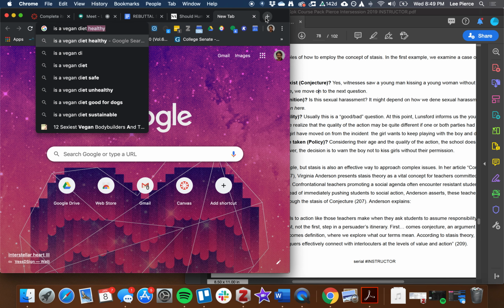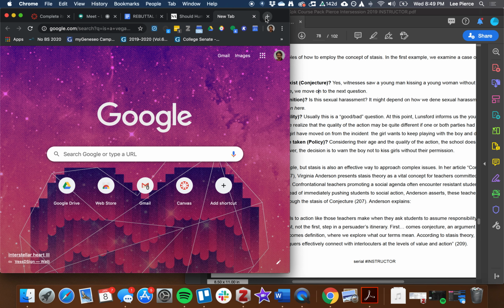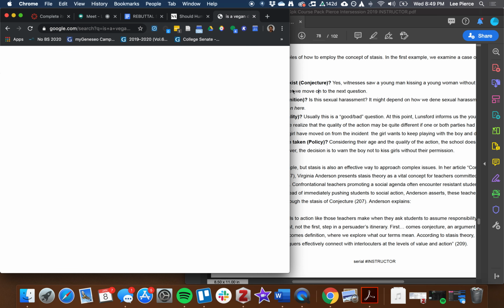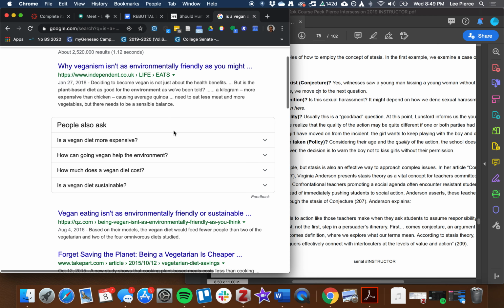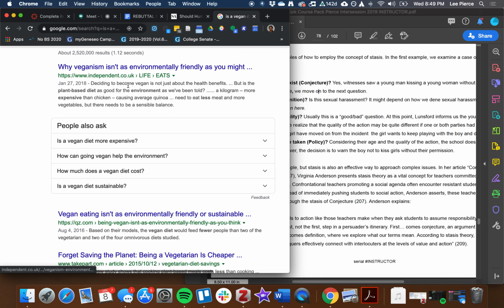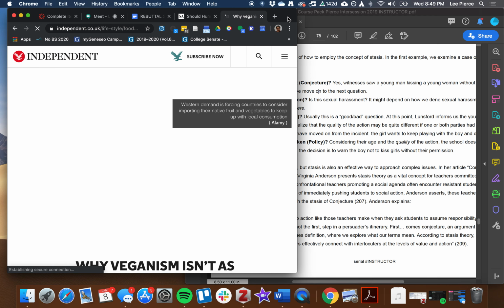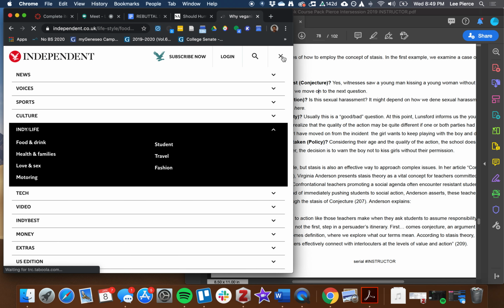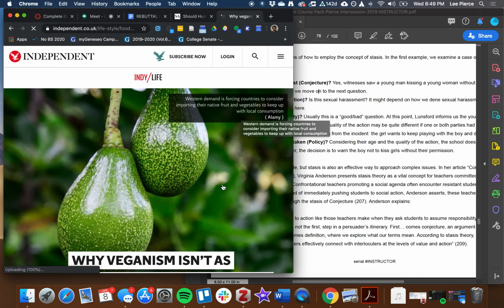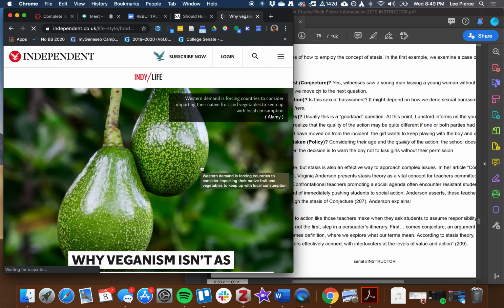Is a vegan diet less environmentally expensive? Because, of course, if you're going to debate a claim of fact, you have to prove it's debatable, because sometimes people are just right. All right, so here's an article from The Independent, which I trust: why veganism isn't as environmentally friendly as you might think. So you've got to be careful of these sources. If you bring me some whack job sources, I'm not going to like it. So when in doubt, go back to that news source chart that I showed you previously to make sure that your source is falling somewhere within that ideological spectrum. And if you're not sure, most of these websites will have an about or a funding page where you can check and see if they're up to anything.